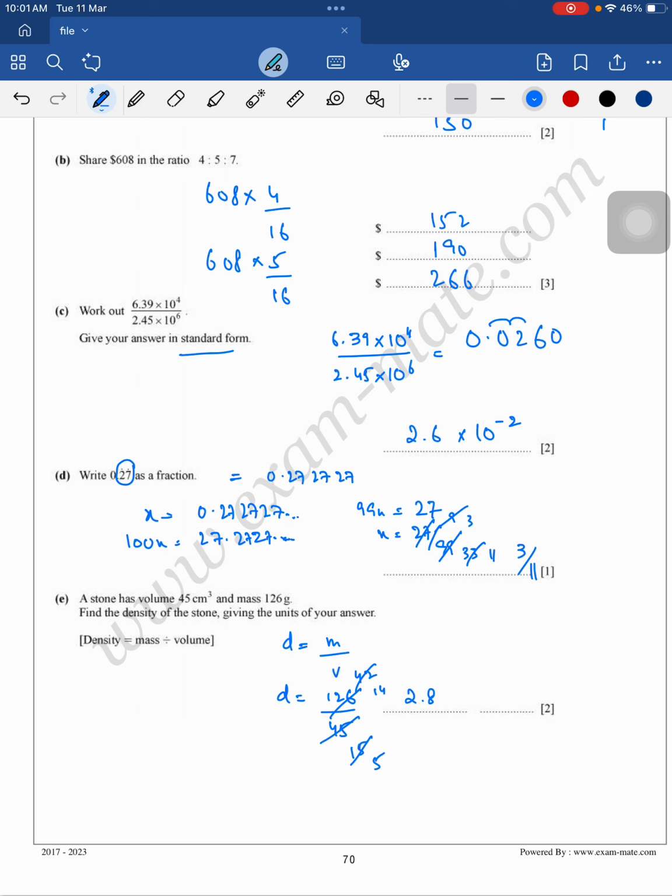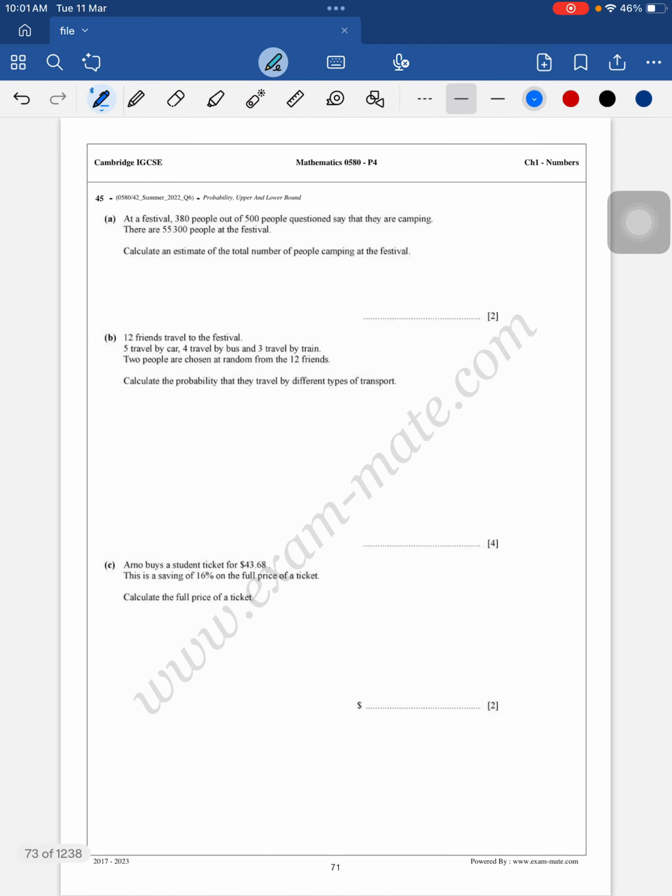2.8. And the unit: mass is in the numerator, so it's grams, and in the denominator we have volume, which is in centimeter cubed. So the unit is gram per centimeter cubed. Okay, moving towards question number 45.